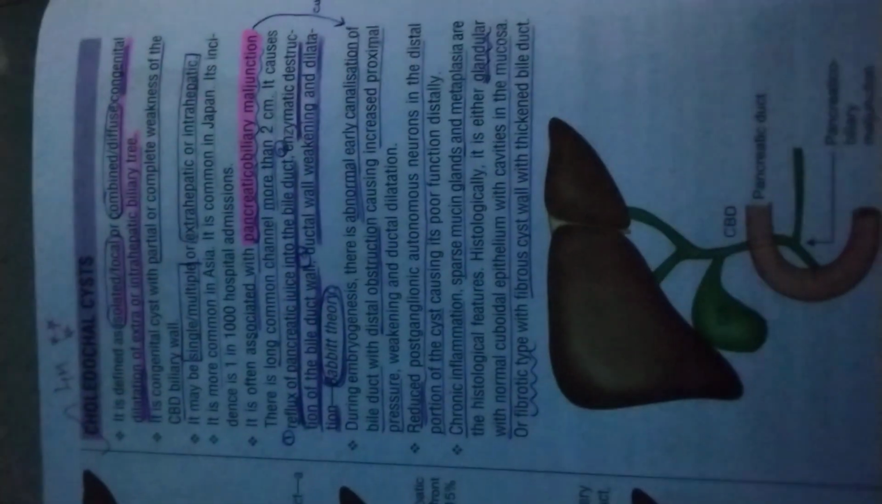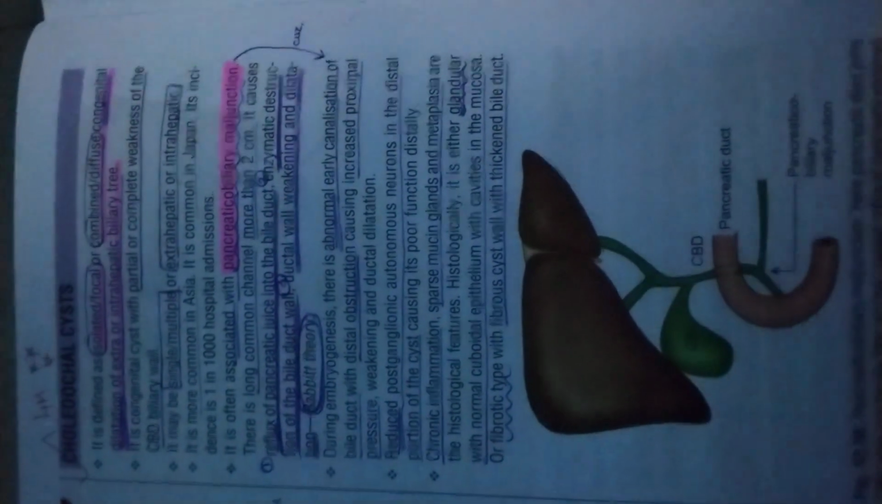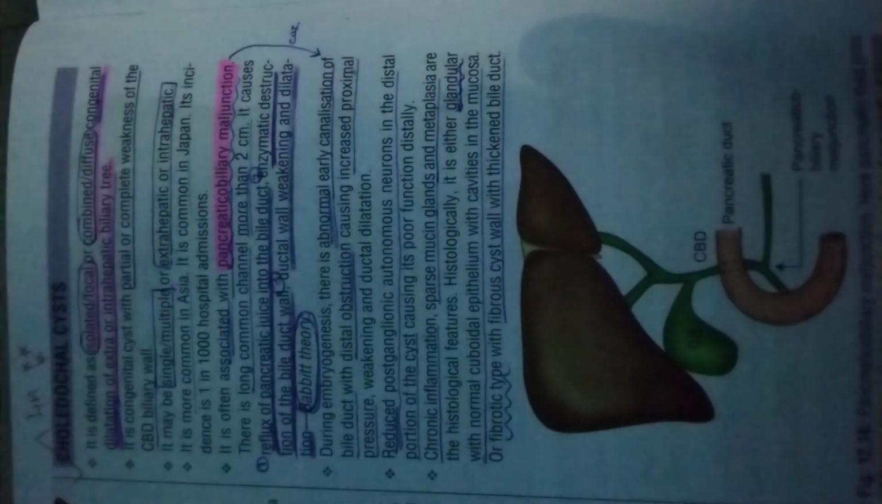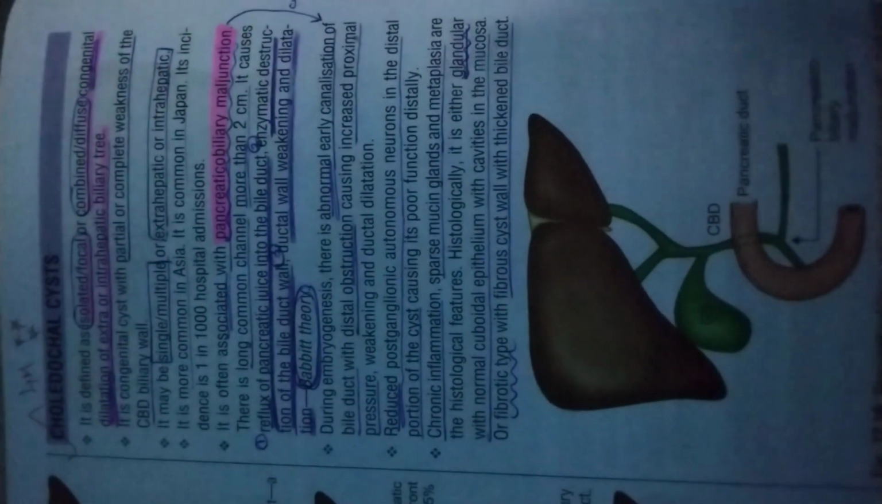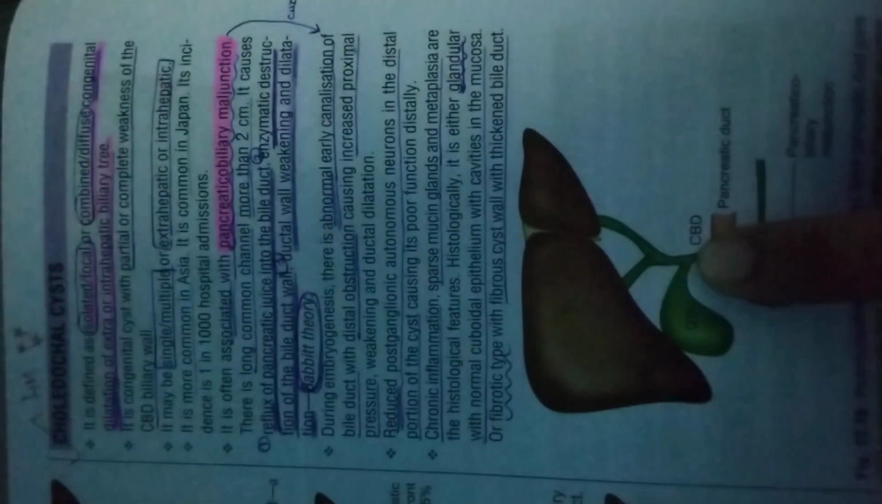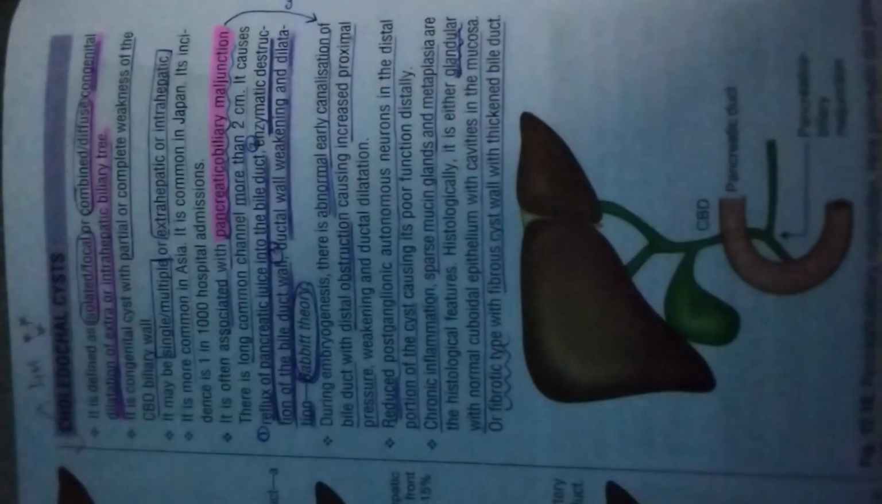Or it could be due to defective embryogenesis, where there is abnormal early canalization of the bile duct with distal obstruction. The common bile duct undergoes early canalization, because of which there is proximal pressure, leading to weakening and dilatation. These are the two possible reasons.